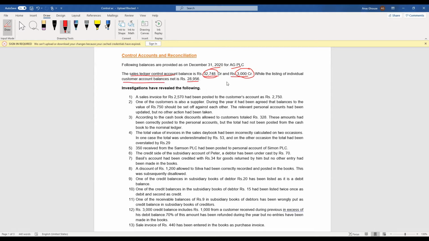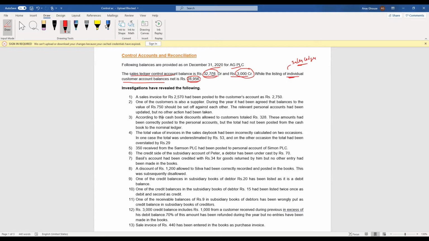Okay, so where do you find the individual customer balances? That will be in the subsidiary ledger. So in this case, you are given the sales ledger control account, so that will be in the sales ledger. You will find individual account balances of customers in the sales ledger. So you are given the total of individual customer balances as 28,956.